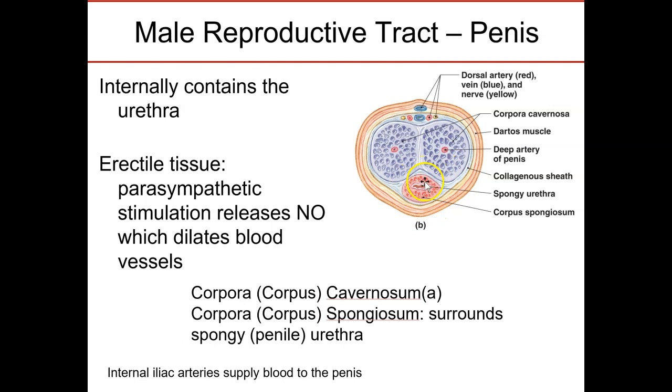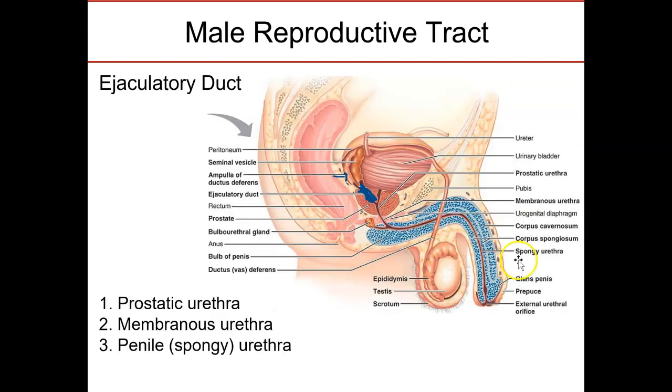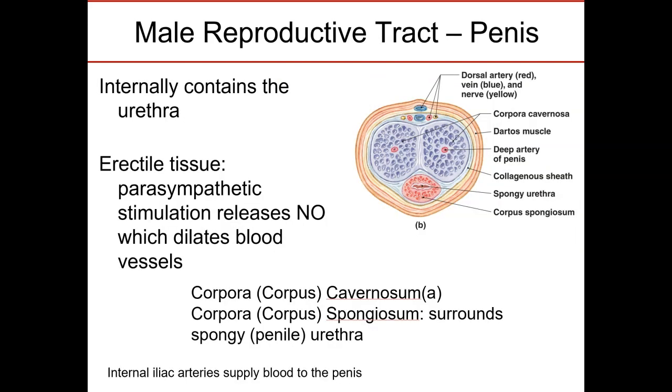So if you call that the spongy urethra, it might help you realize that it's the corpora spongiosum that's closest to it, and the cavernosum is out here a little bit further away. And so as that tissue fills with blood, that's what gives it lift. That's what causes the erection. And we know that the blood to the penis is going to come from the internal iliac arteries.